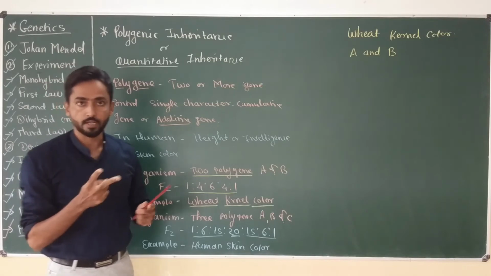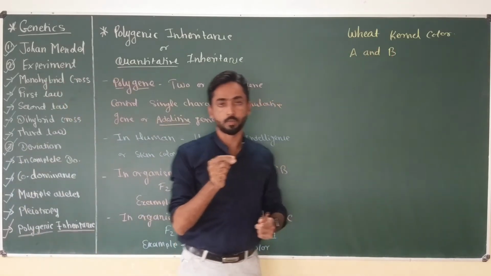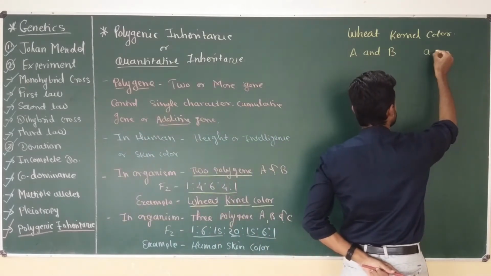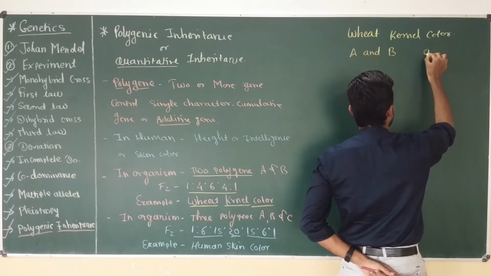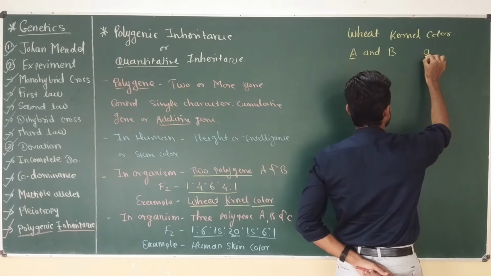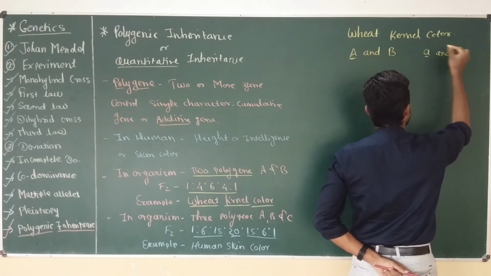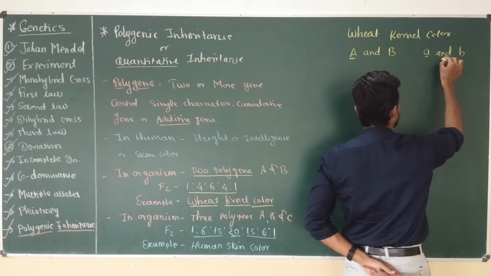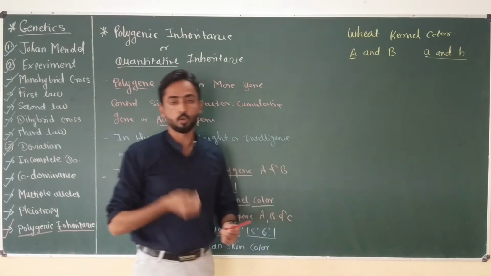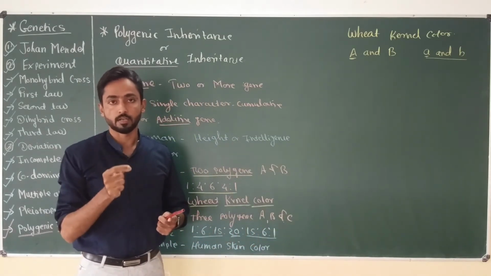If the wheat variety has both dominant genes, in that case the color will become red. If a variety of wheat has both recessive genes, small a for this gene (capital A is dominant and small a is the recessive form of this gene), and small b is the recessive form of capital B. If the organism has small a and small b, in that case no red pigment production occurs in the wheat and the color of the kernel becomes white.